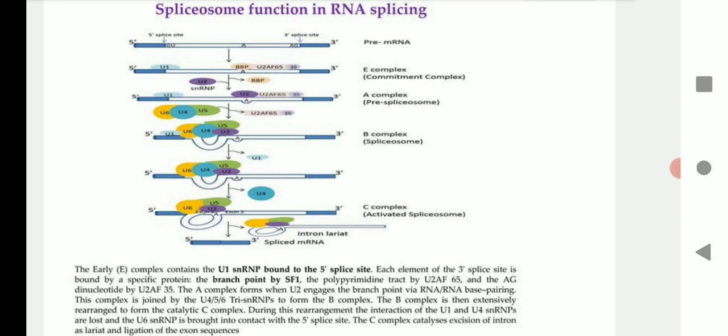This is how splicing by the spliceosome happens. So what is the rule followed? The GU-AG rule. The GU is the 5' splice site of the intron and AG is the 3' splice site of the intron.